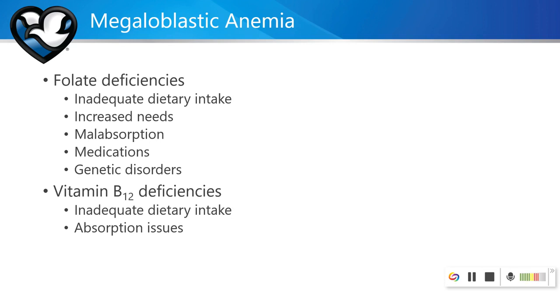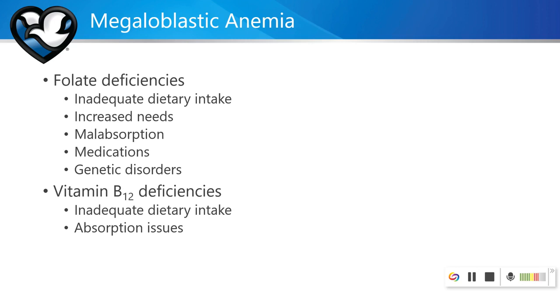Absorption occurs in the small intestine, and dysfunctional intestinal surfaces or removal of intestinal surfaces can also cause malabsorption, which is seen in Crohn's disease and those who have had gastric bypass. Some medications may also interfere with folate metabolism, including methotrexate and some anti-seizure medications.